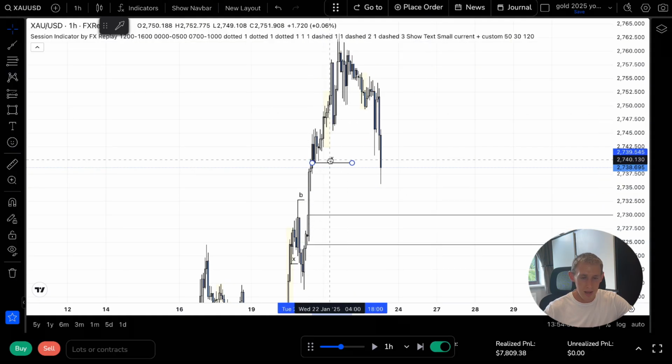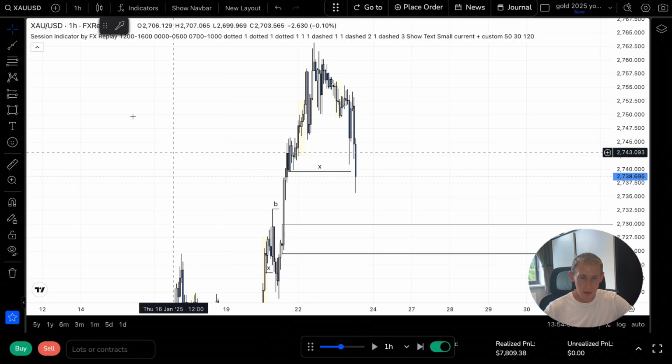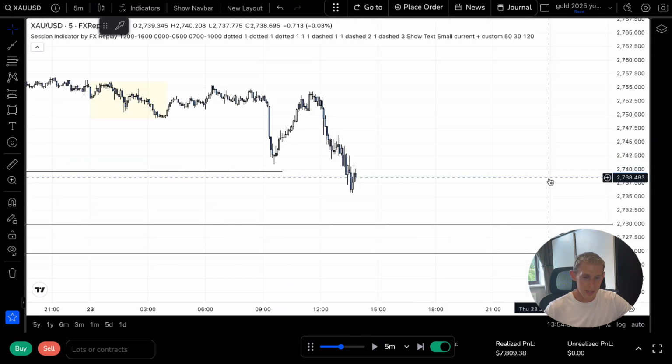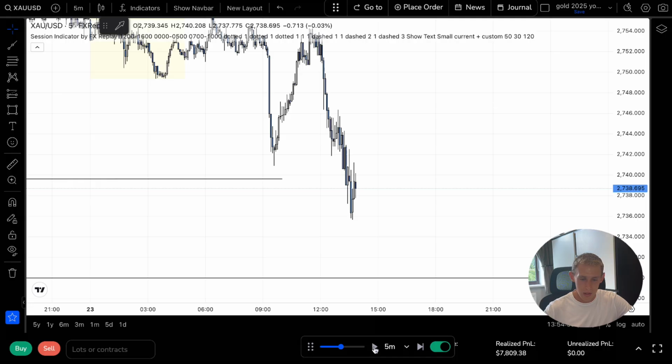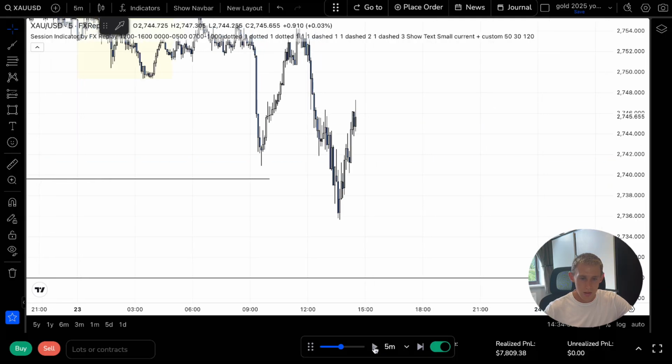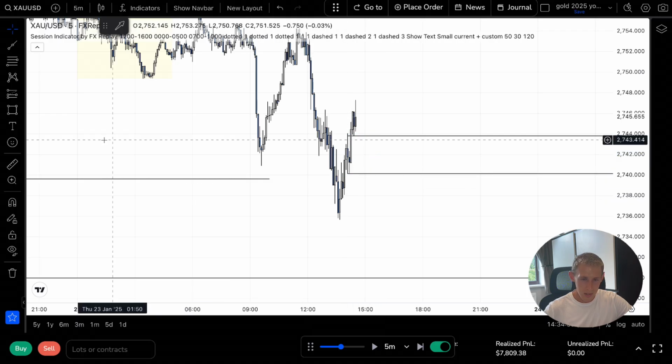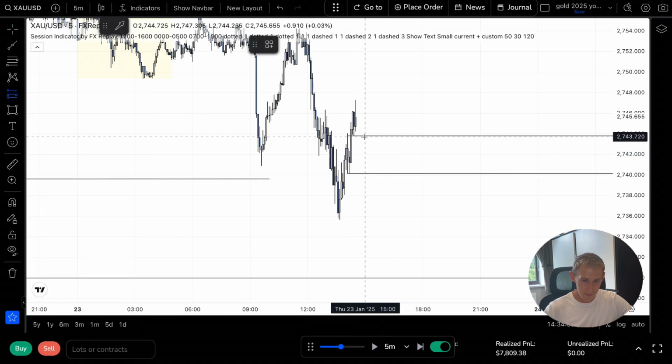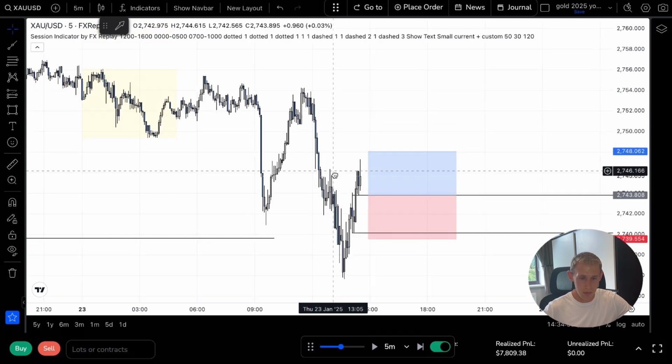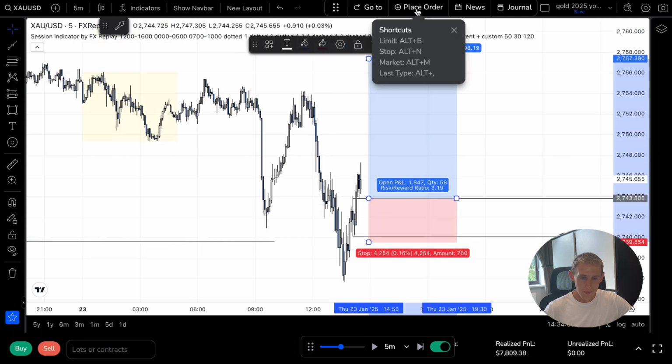Actually, in saying that, we have also seen price take this last liquidity before the imbalance, so I would also consider buying from here. Let's have a look at the lower time frame. Yeah, so we've had a change of character there, plus some imbalance. I'm going to enter from here. And we will see how this plays out.